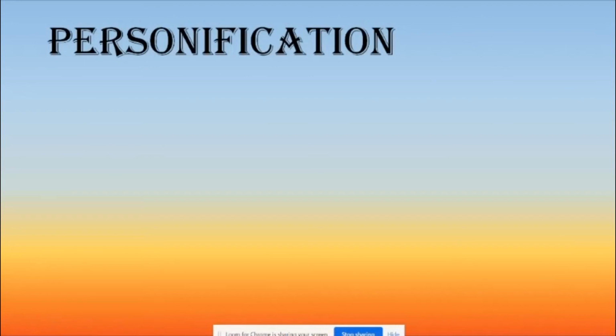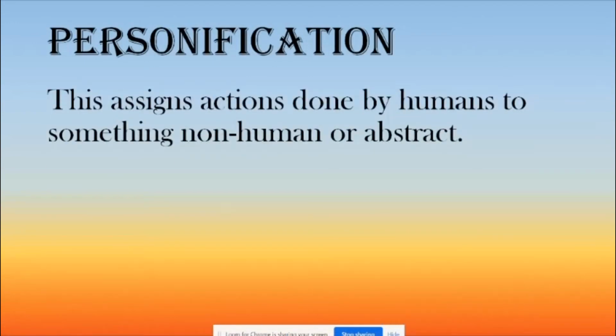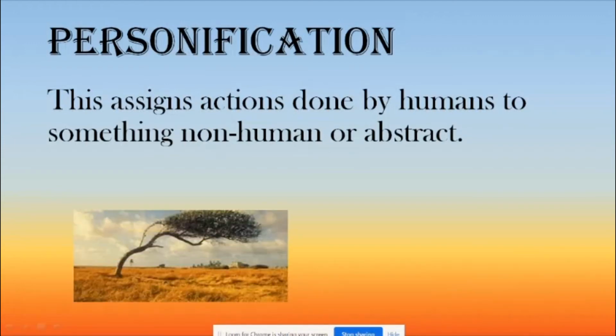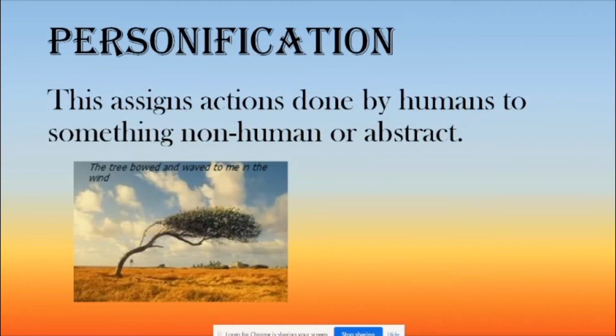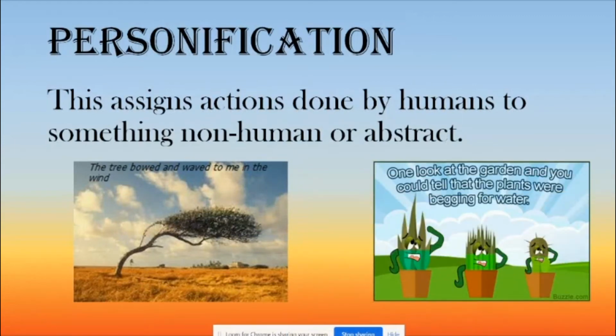Next, we have personification. This assigns actions done by humans to something non-human or abstract. You're making something that doesn't really do anything or isn't really alive do things that humans commonly do. For example, the tree bowed and waved to me in the wind. And another is, one look at the garden and you could tell that the plants were begging for water.